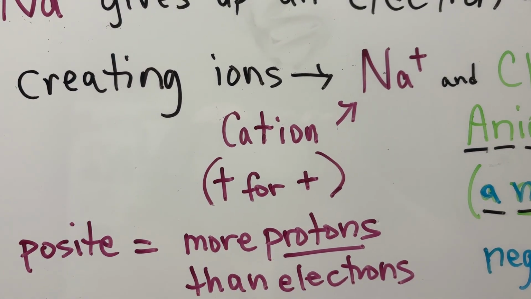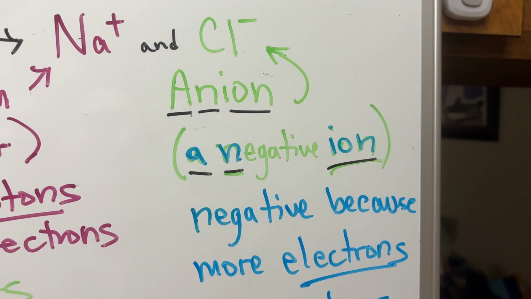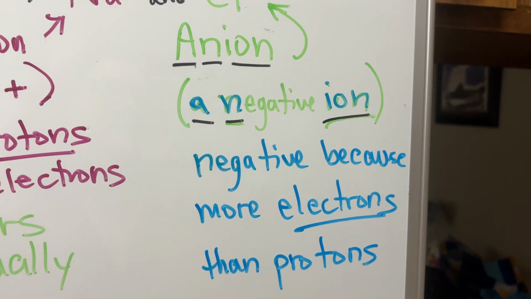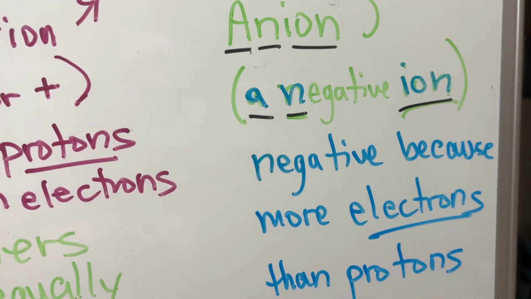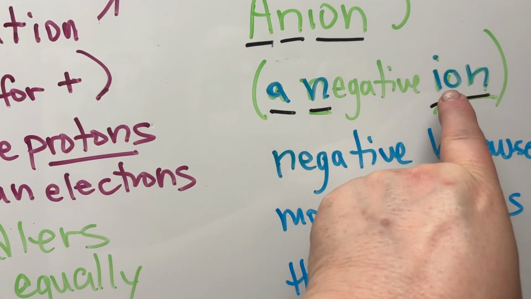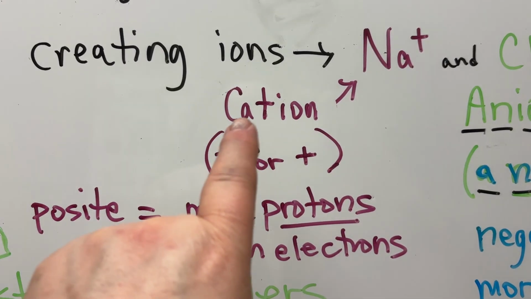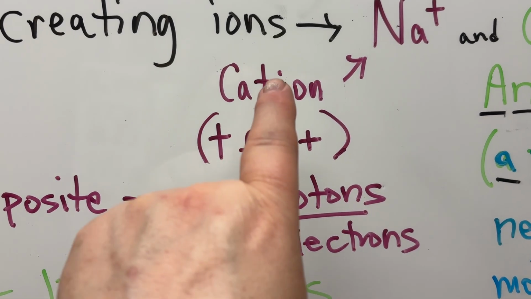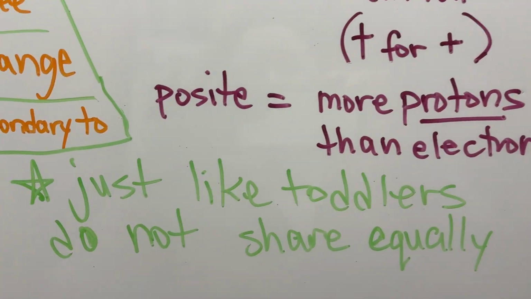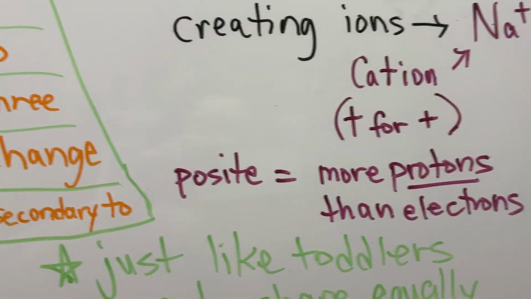Okay? An anion is an ion or an atom that has more electrons than protons. So you could think of it this way. An anion, a negative ion, an "a negative ion." And for cation, you could think of it this way, that T for plus. Okay? Oops, I didn't finish that word very well. I apologize.